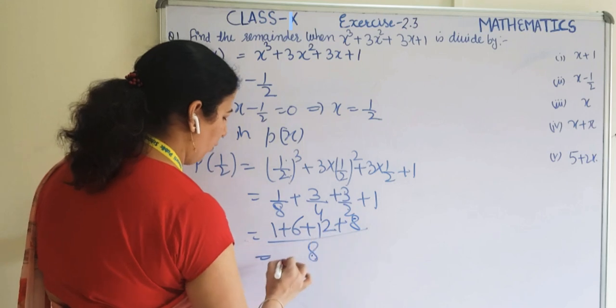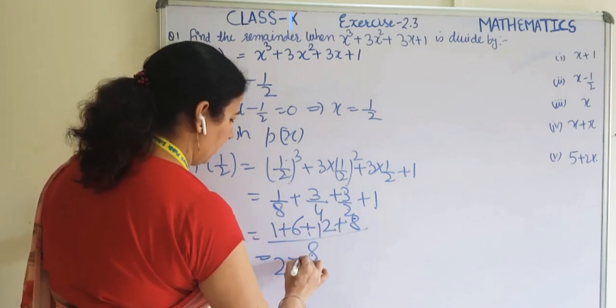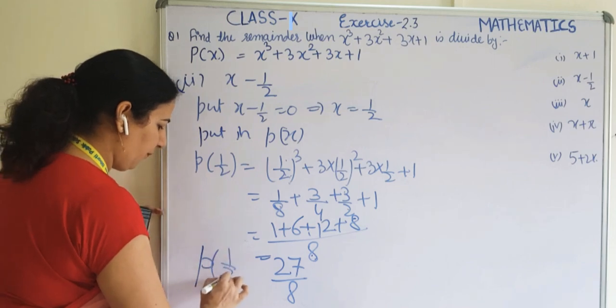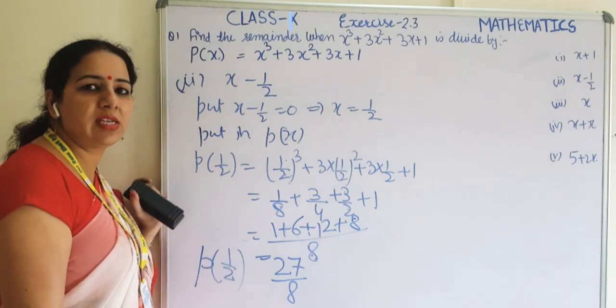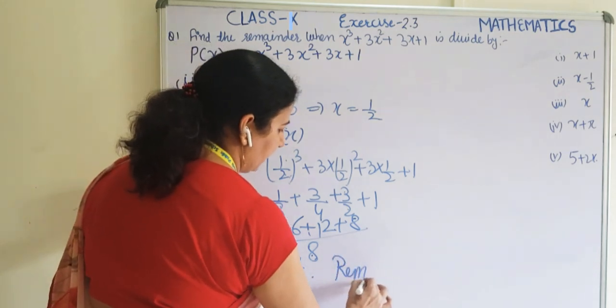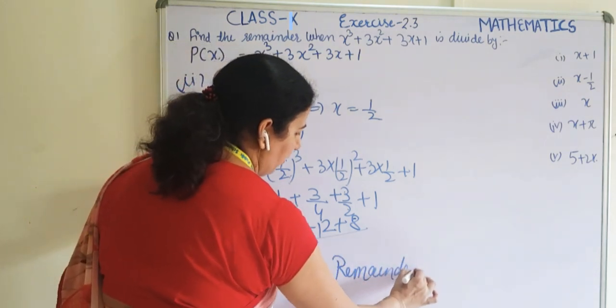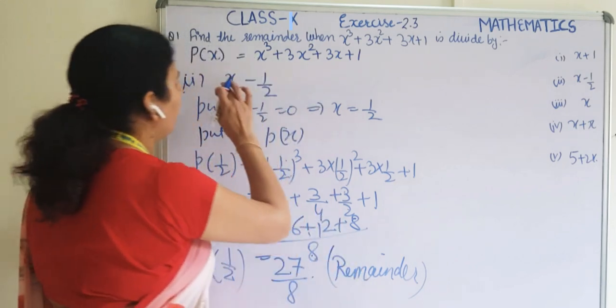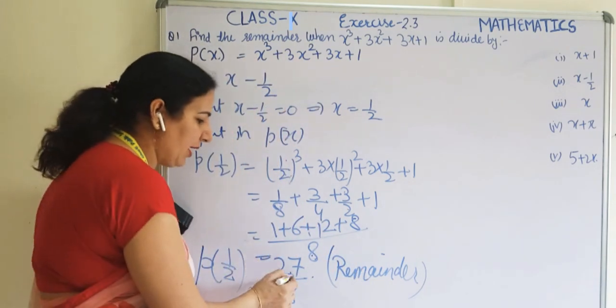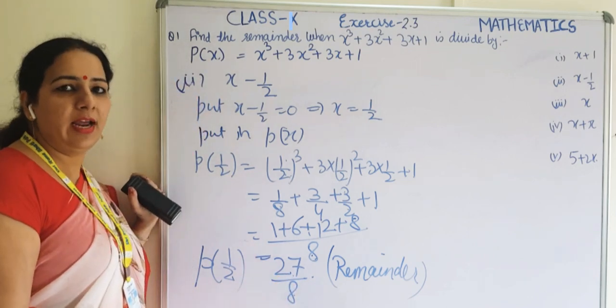Now when you add all these, they are all positive. Add these all, it will be 27 upon 8. So what is the value of p(1 by 2)? It is 27 upon 8. It means this is the remainder when you divide the given polynomial by x minus 1 upon 2. The remainder will come 27 upon 8.